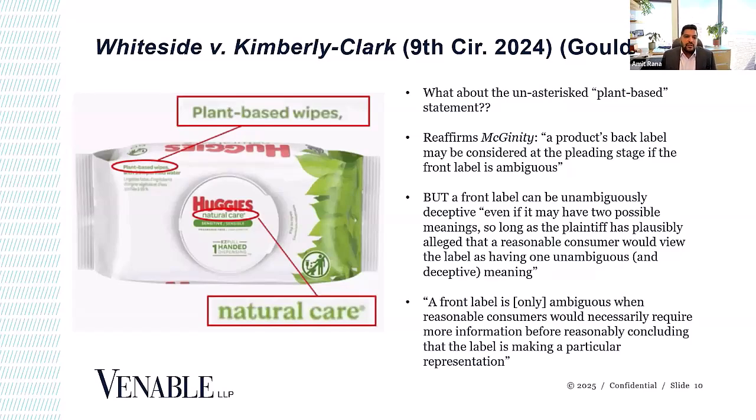One is, put your cures on the front. If your word choice is inherently broad, plant-based, natural, eco, sustainable, pairing it with a visible proximate qualifier on the front that allows a consumer to understand exactly what you mean is going to be an easier argument to get out of the case on a motion to dismiss. Whiteside effectively is going to reward defendants who make the scope of the claim readily apparent on the front of the label, where consumers will look immediately.